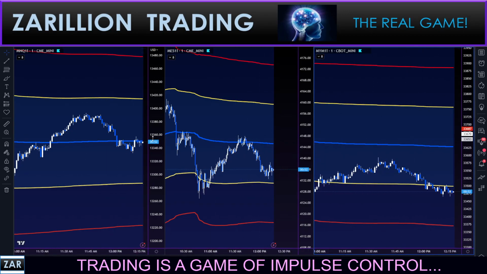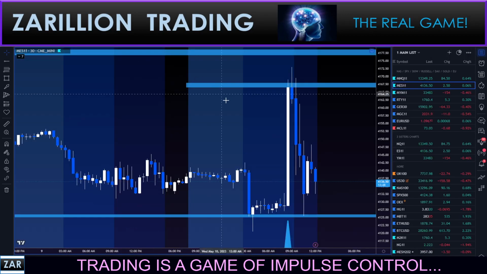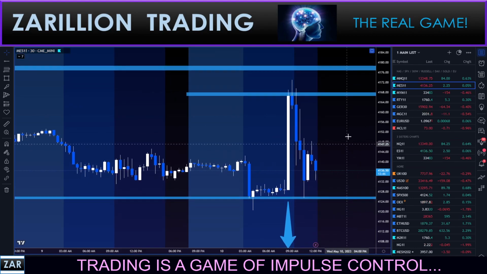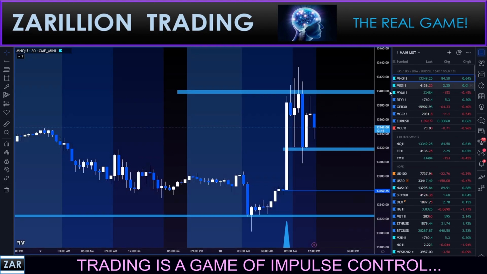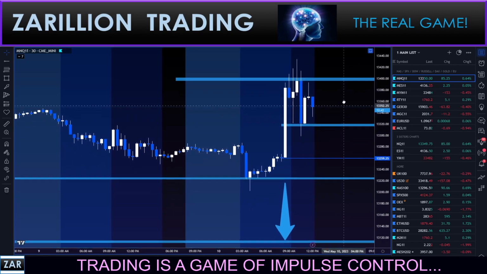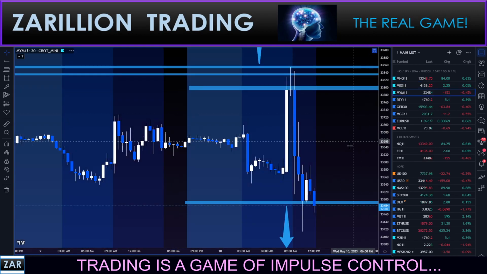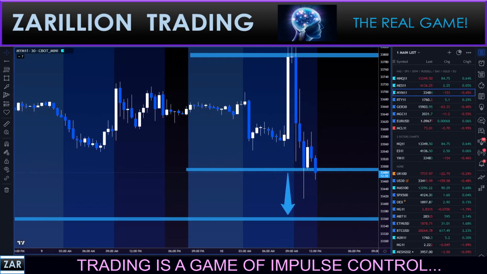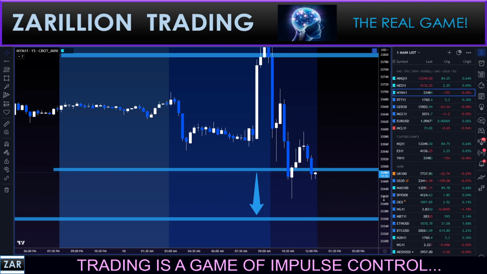Below VWAP on all three now, including the NASDAQ, which was holding up the best. This is a bearish posture, obviously. This is the S&P. This is the NASDAQ dropping down. The Dow breaking through, dropping to the 15-minute chart, 12-minute.